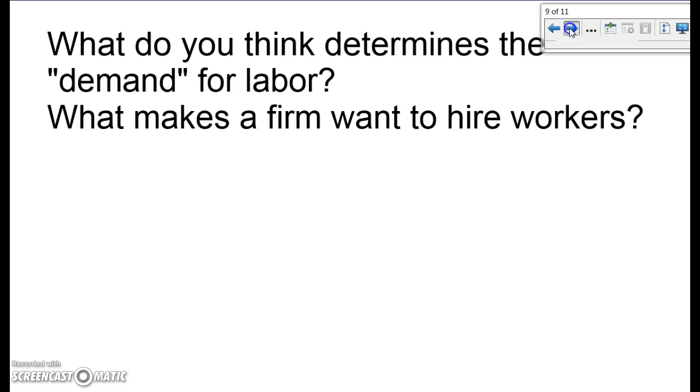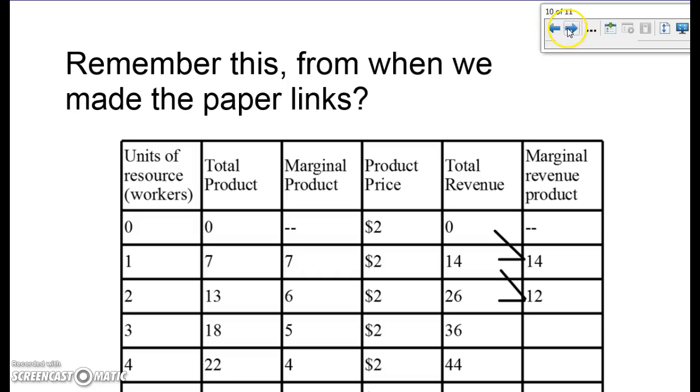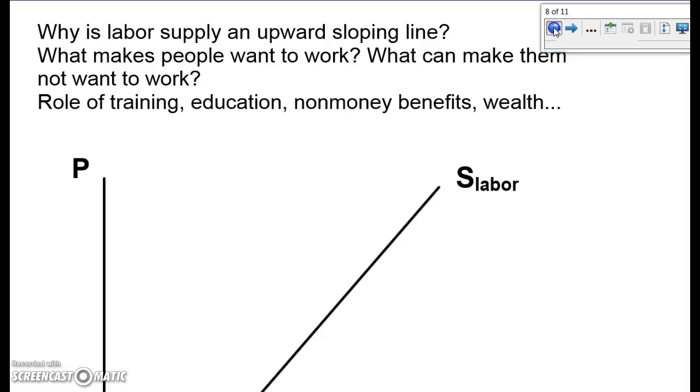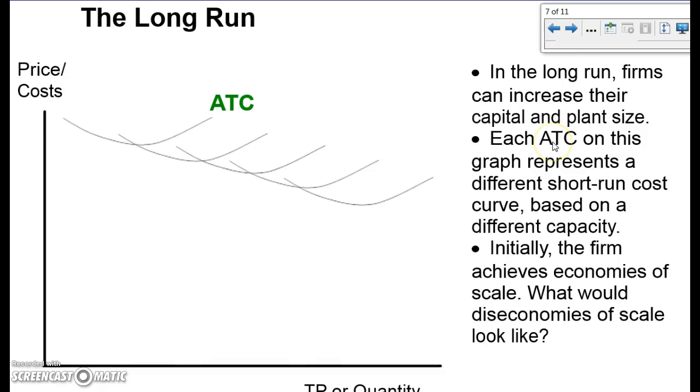Wait, I thought we would see it. Guess I got out of order. Okay, sorry, I thought I had that on here. So I guess there's not the graph for diseconomies of scale here.